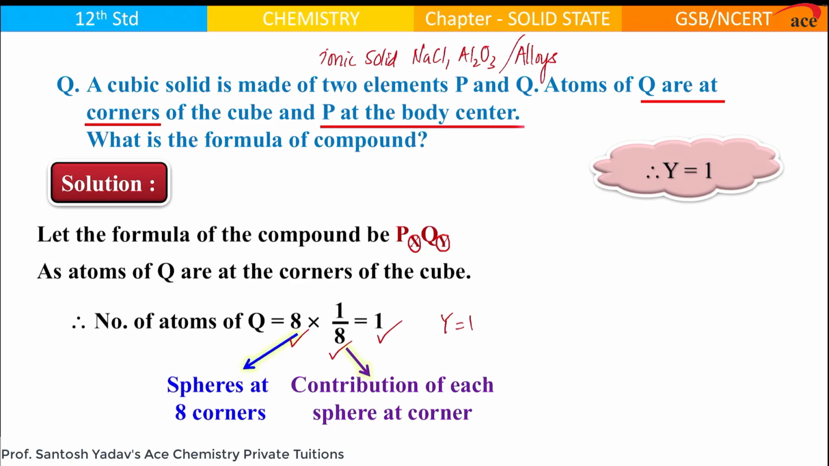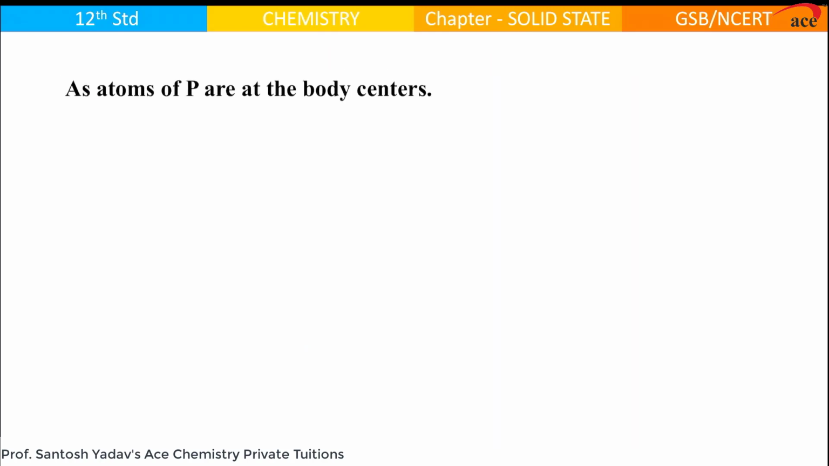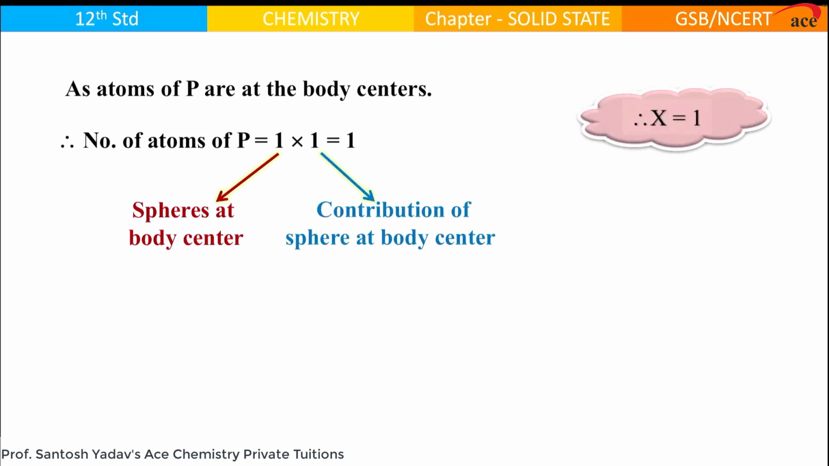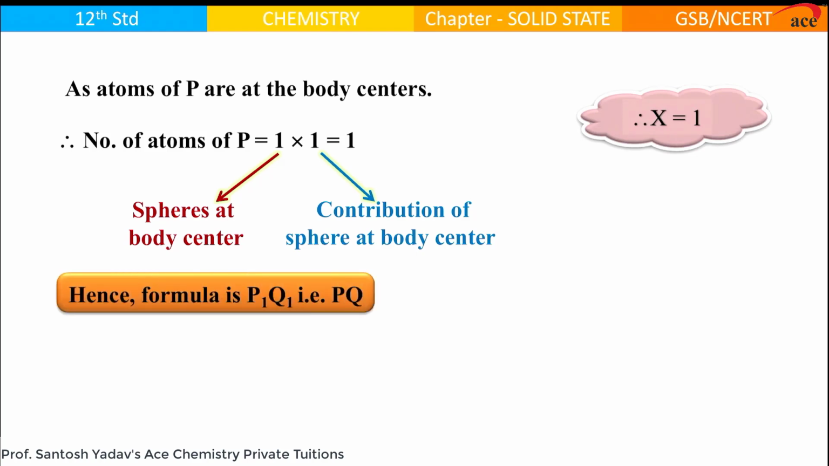We go to the next, P. P is present at the body center. How many body centers are present? 1. What is the contribution of each body center? Yes, 1. So, the number of P atoms is 1, and X value is 1. We remember the formula was PxQy, the value of X is 1 and the value of Y on the previous slide was 1. Therefore, the formula is PQ.